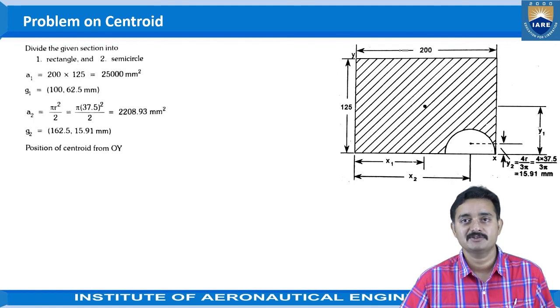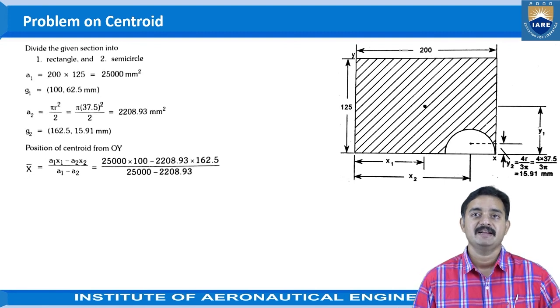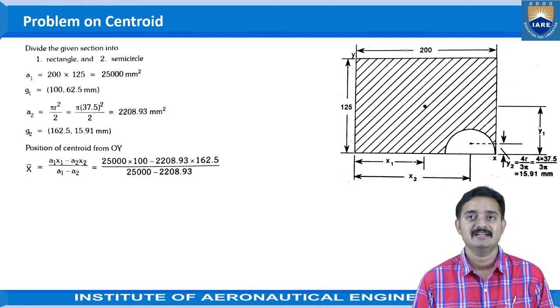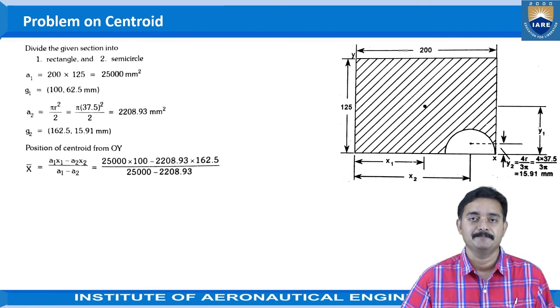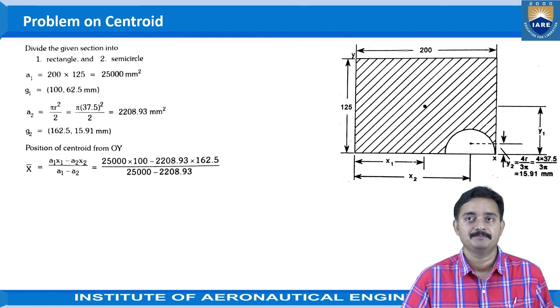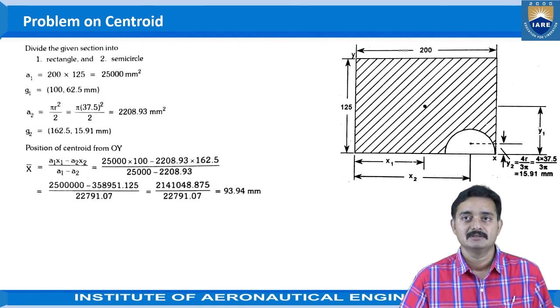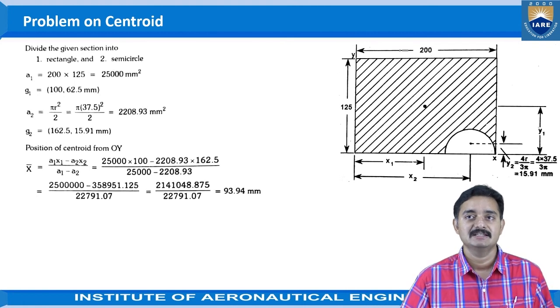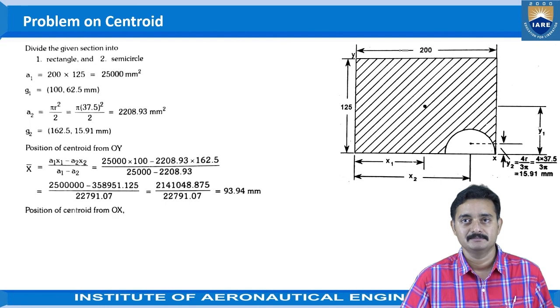Then the position of centroid from OY of the total figure can be obtained as x bar is equal to a1 x1 minus a2 x2 by a1 minus a2. That can be obtained as 25,000 into 100 minus 2208.93 into 162.5 divided by 25,000 minus 2208.93. So if you further simplify that, you will get the value of the x bar as 93.94 millimeter.